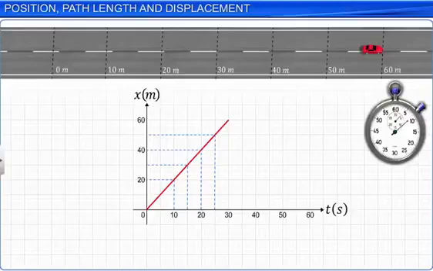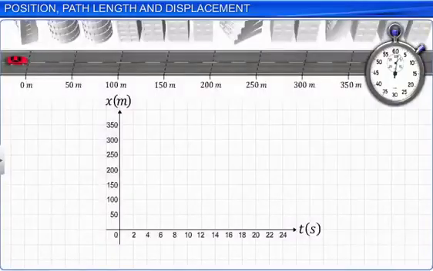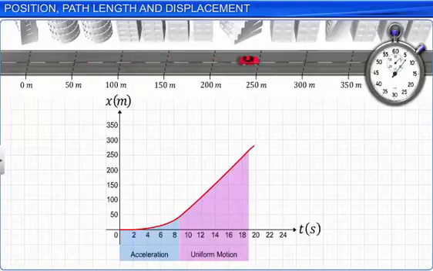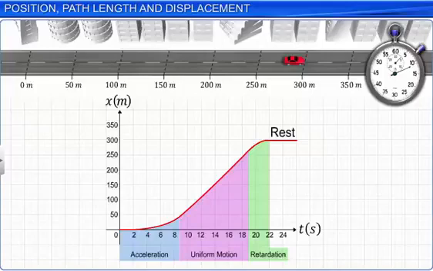Case 3. If the car starts from the position of rest, picks up speed and moves with uniform speed for some time, later the brakes are applied and its speed gradually decreases, and the car finally comes to rest, this graphical representation shows all the three types of motion. That is, acceleration, uniform motion, retardation, and back to rest.